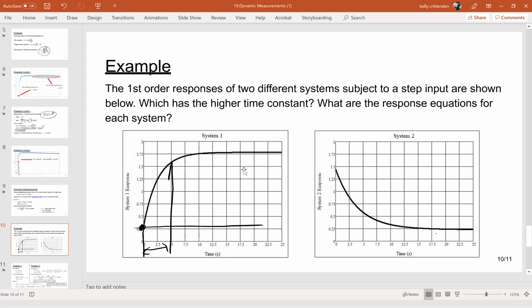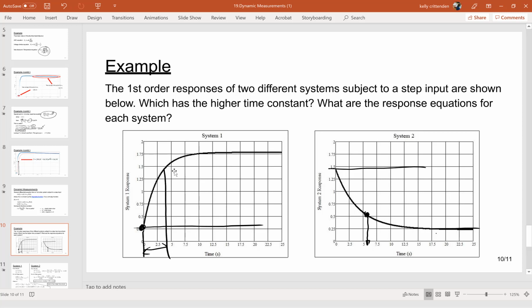This one, the initial is here and the steady state is way over here. So 63% of that's somewhere over here, and it takes, I don't know, a little over 5. I'm just guessing. I'm not measuring anything. This one, I could be convinced that it's over here, and it's like 3 seconds or whatever.